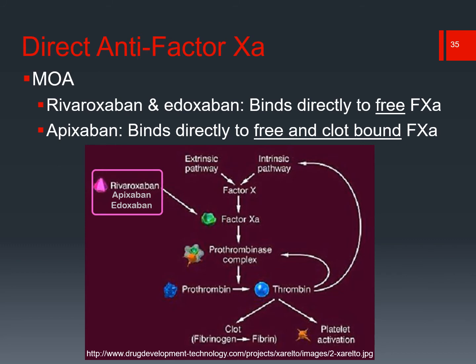Just as the name implies, rivaroxaban, edoxaban, and apixaban all bind directly to factor Xa within the cascade, rendering it inhibited. Whether it is free or clot bound, they all bind directly to factor Xa within the cascade.